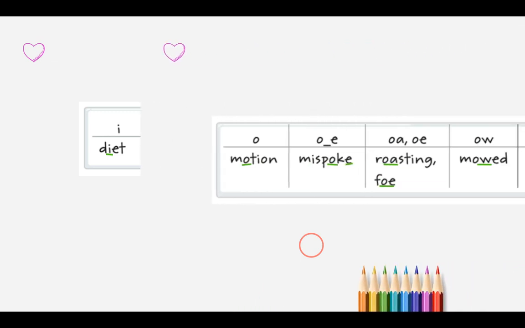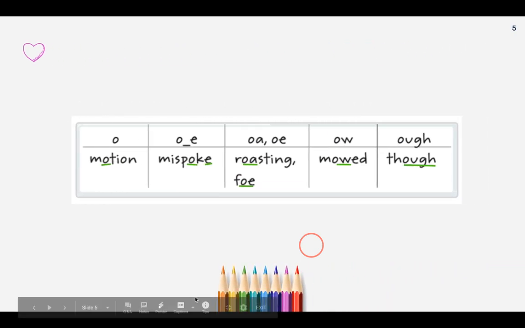Now let's look at this chart for the long O sound. Previously, you have also learned about long O vowel sounds and the different ways to spell it. Motion, motion. The long O sound in motion is also an open syllable. The O and the E has the final E pattern in misspoke, which denotes the long O sound.